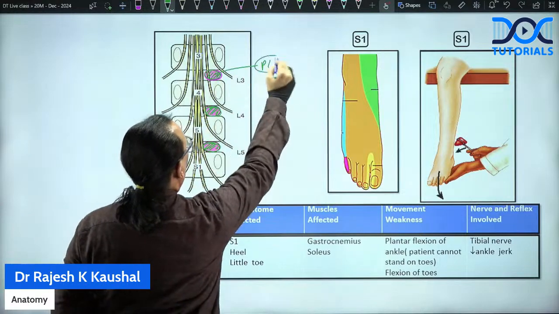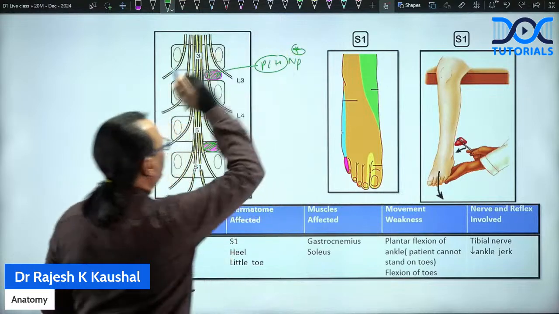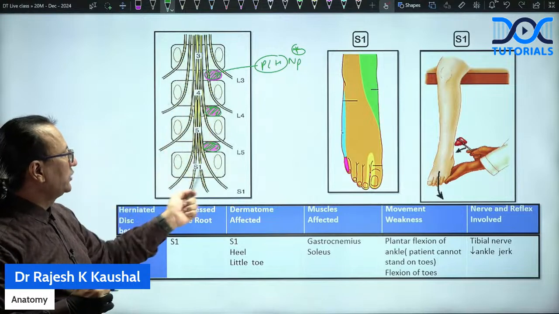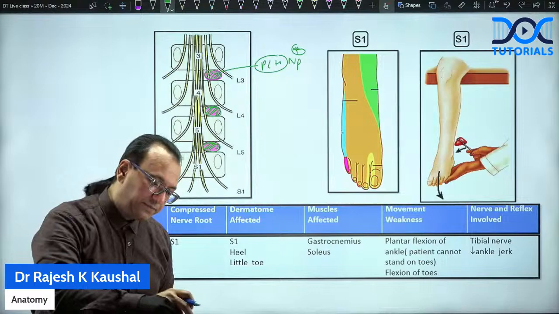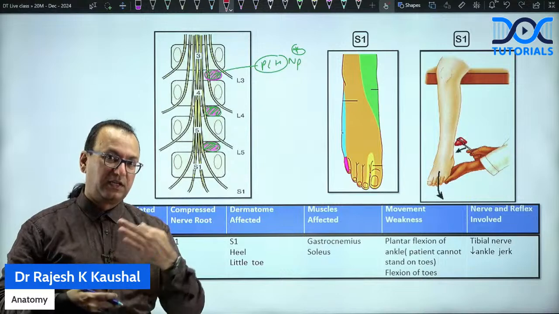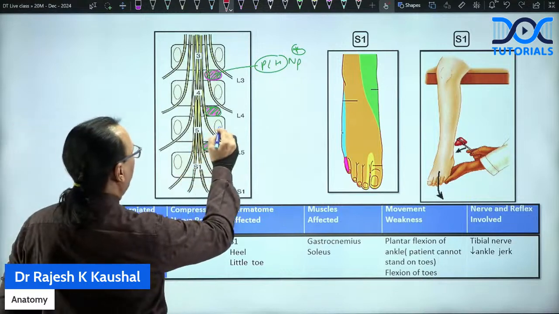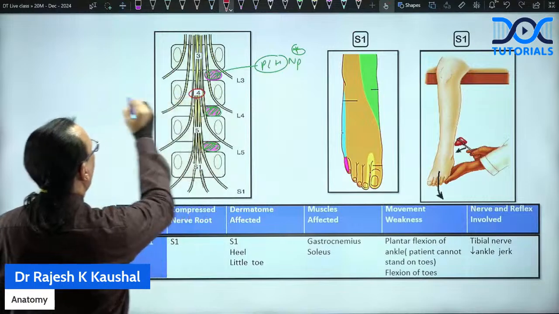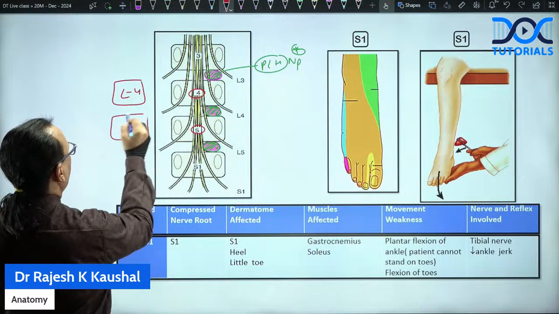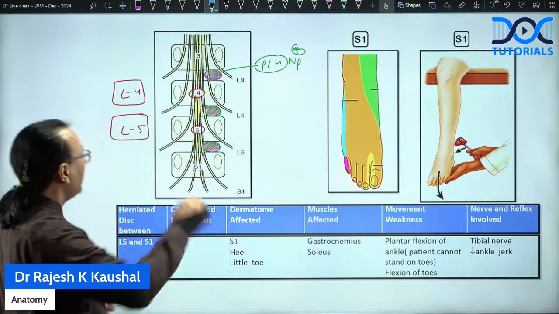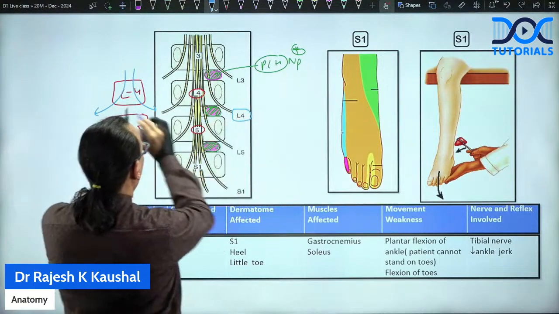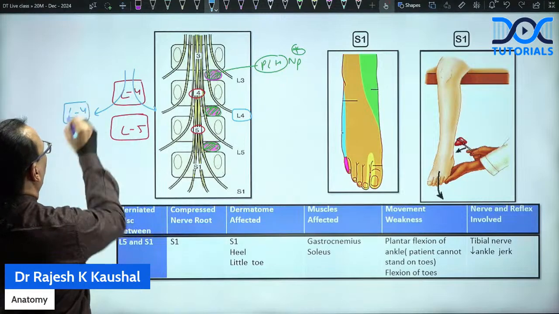Posterolateral herniation of nucleus pulposus, that is slip disc. And if it is between L3-4 vertebra, L4-5 vertebra, or L5-S1 vertebra, remember that the nerve which is involved is the next nerve. That means if I have vertebra L4 here and vertebra L5 here, which nerve will be passing between them? The nerve passing between them will actually be the L4 nerve, but that is not involved. The next nerve is involved.